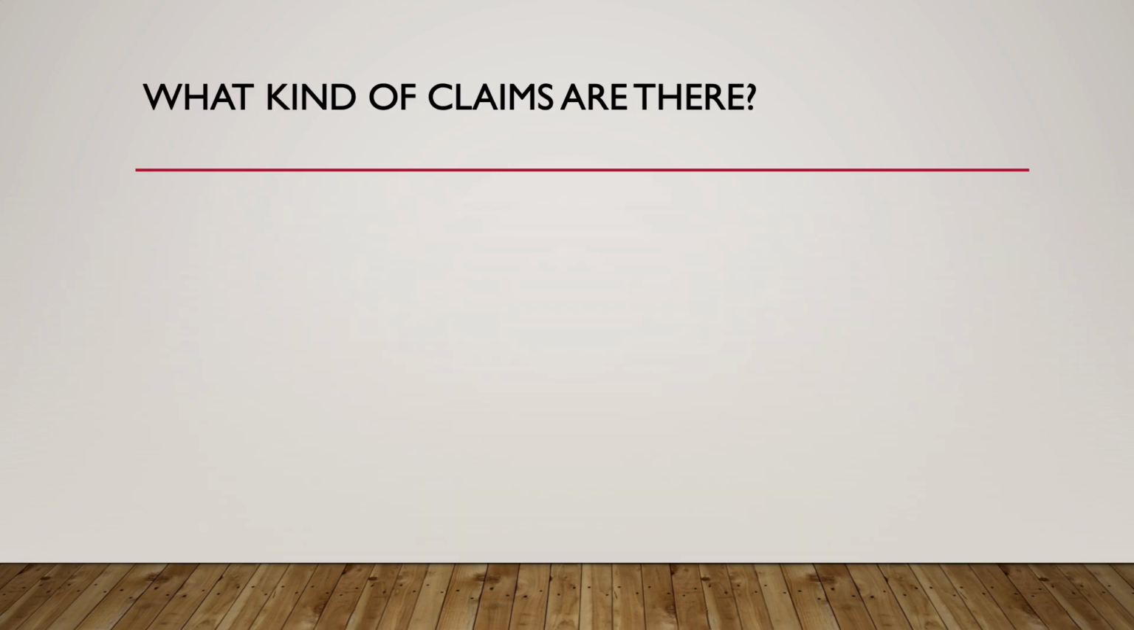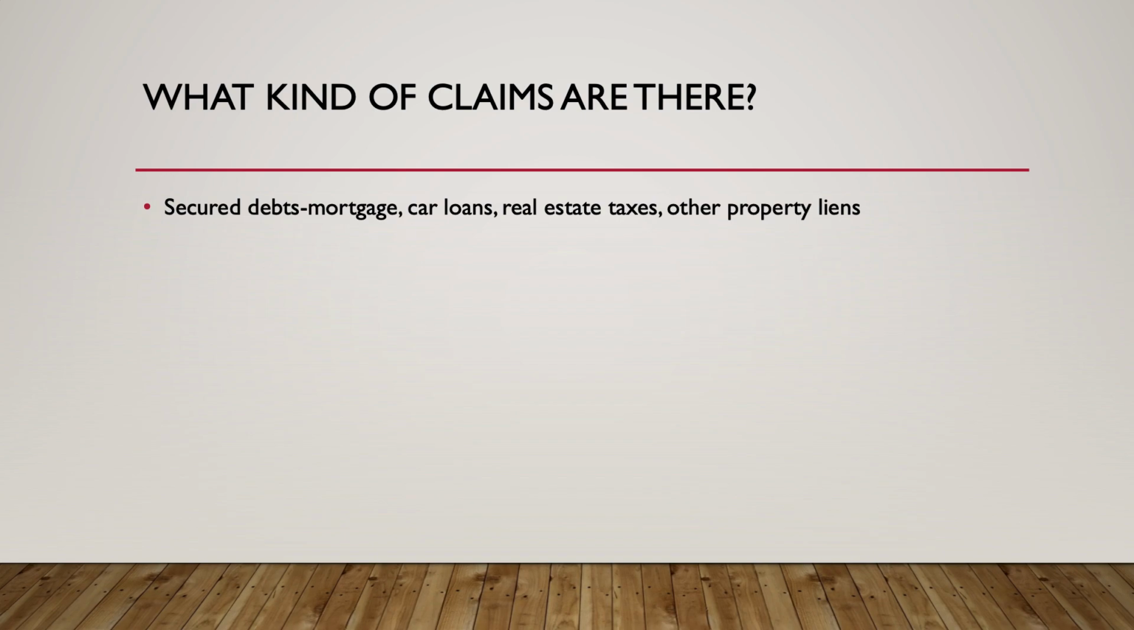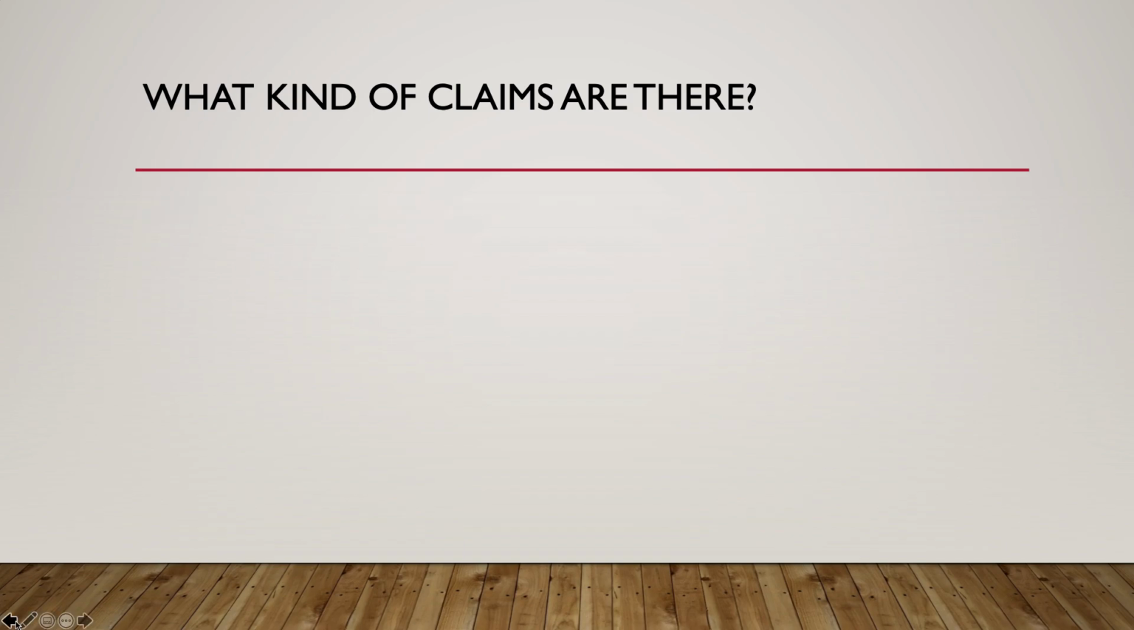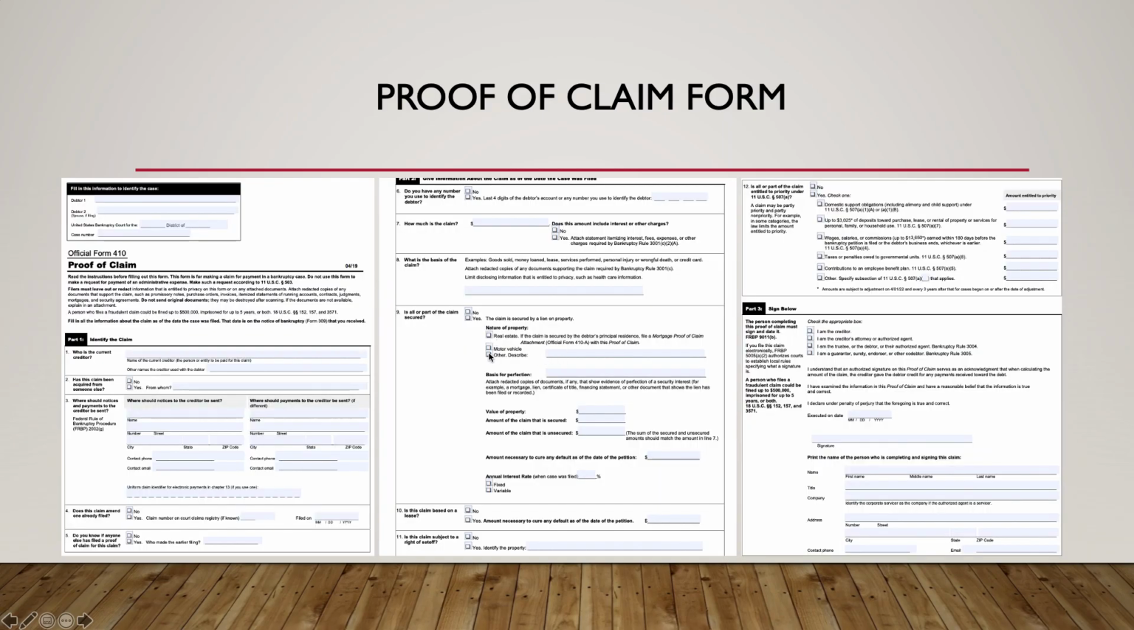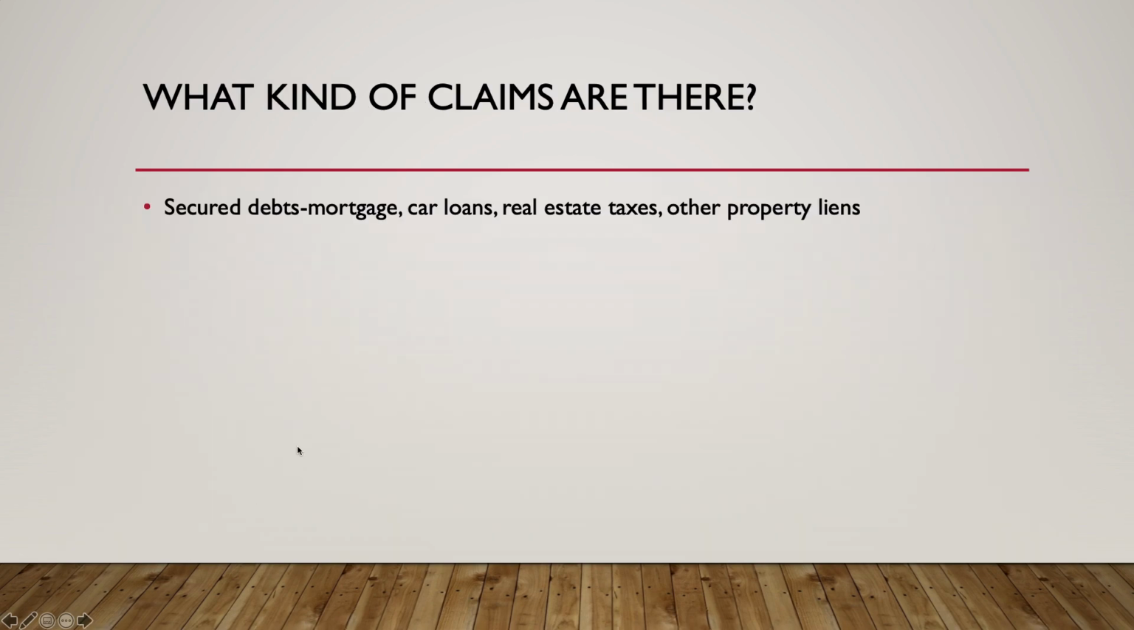Okay? So there are several kinds of claims. The first one that we're going to talk about is secured debt. So secured debts are mortgages, car loans, real estate taxes, other property liens. Those are secured. And the creditor, if they have a secured debt, then they're going to file a secured claim. Now, again, the form that I just showed you, it's not a different form. It's all the same form, but they're going to just check a different box. So if it's real estate, they'll check this. If it's an auto loan, they'll check this, or they can write in what it is. All right, so that is secured loan.